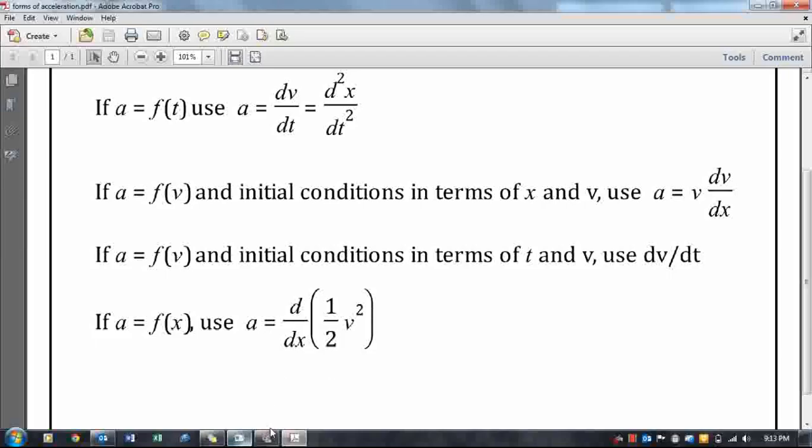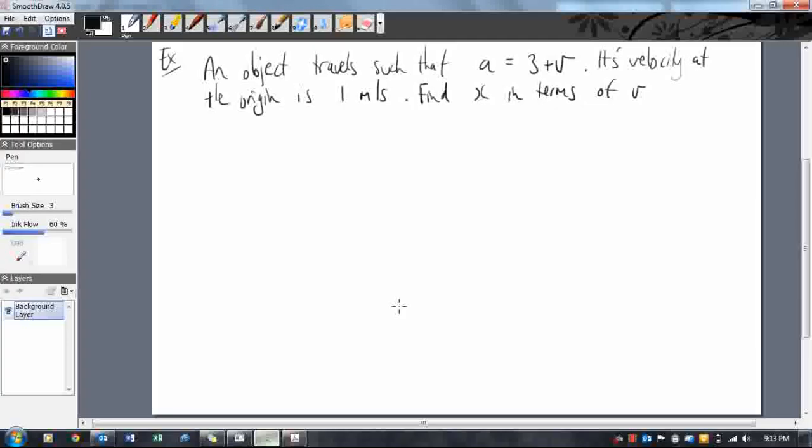So let's have a look at an example now. So here we go. An object travels such that its acceleration is equal to 3 plus its velocity. Its velocity at the origin is 1 meter per second. Find x in terms of v. Okay. So what we've got here, we've got a as a function of v. So a is equal to 3 plus v. A is a function of v, and also we've got an initial condition that its velocity equals 1 when it's at the origin. In other words, x is equal to 0.